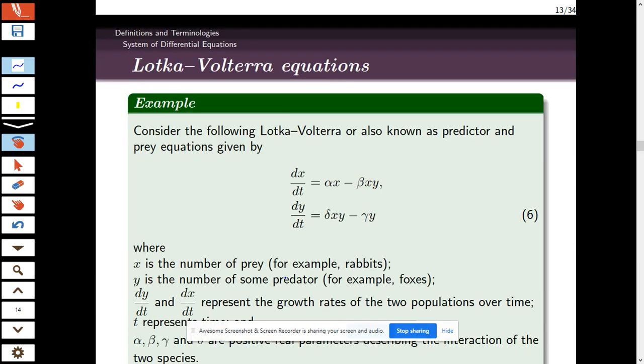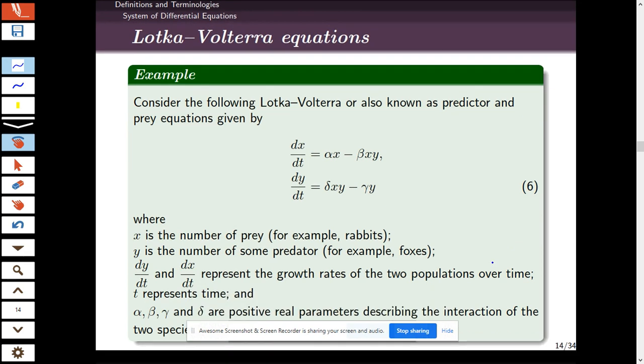Okay, this is one type of ODE problem. We call it the Lotka-Volterra, predator and prey. This is two dimensional. It is a population type of problem, where x is the number of prey and y is the number of predators, and dy/dt represents the growth rate of the two populations at the present time. There are some constants here that describe the interaction of these two species. This is a two-dimension ODE problem.